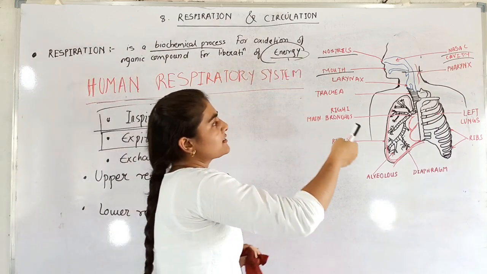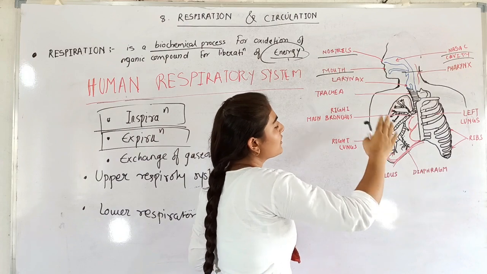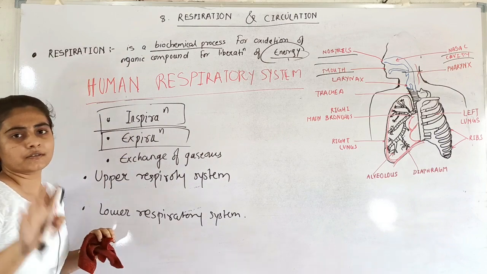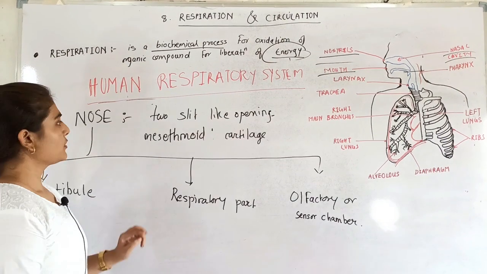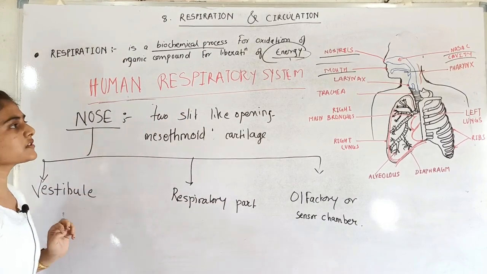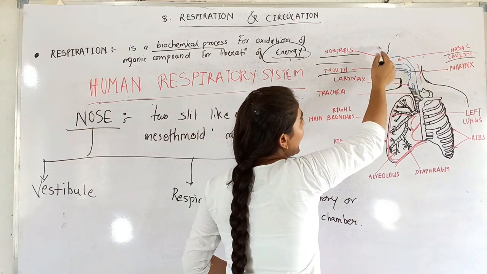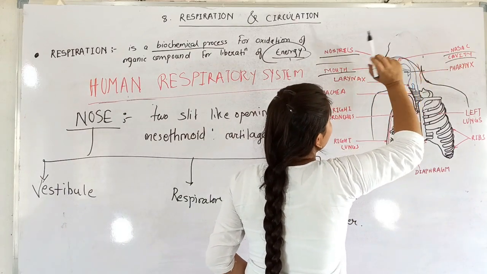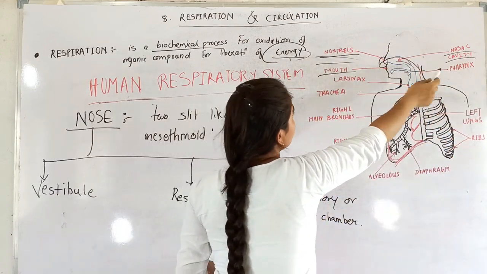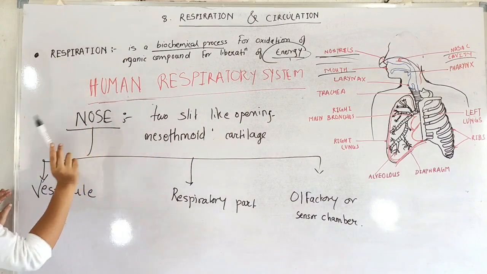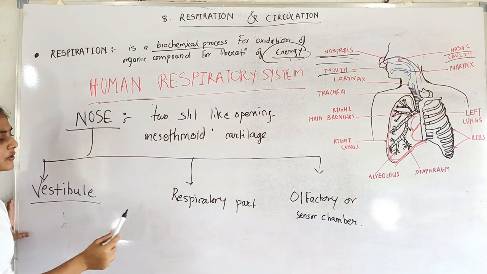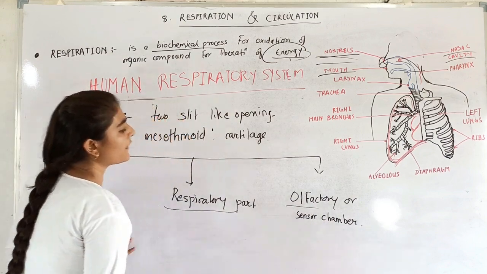So step by step we will discuss the human respiratory system with respect to its organs. First is the nose. Our first part of the human respiratory system is the nose. Nose is not just what you see from your eyes. It is something more inside. It includes the nostril, nasal cavity, and the nose is divided into 3 parts: vestibule, respiratory part and olfactory chamber.